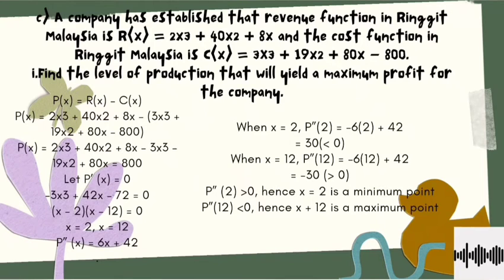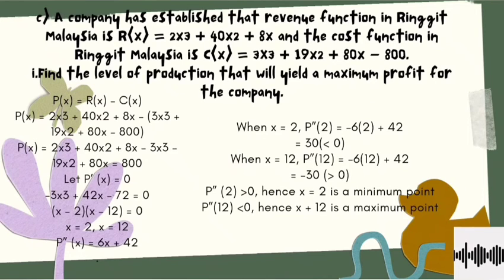To find the exact unit that maximizes profit, we need to find the second derivative of the profit function, which we will get as negative 6x plus 42. To know whether this is a maximum, a minimum or an inflection, check using the second order conditions. Then we insert the values 2 and 12 into the second derivative of the profit function. We will get 30 when the production level is 2, or negative 30 when the production is 12.